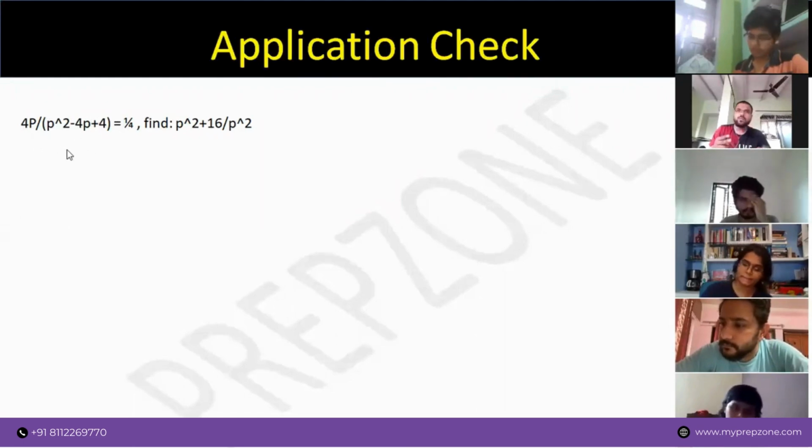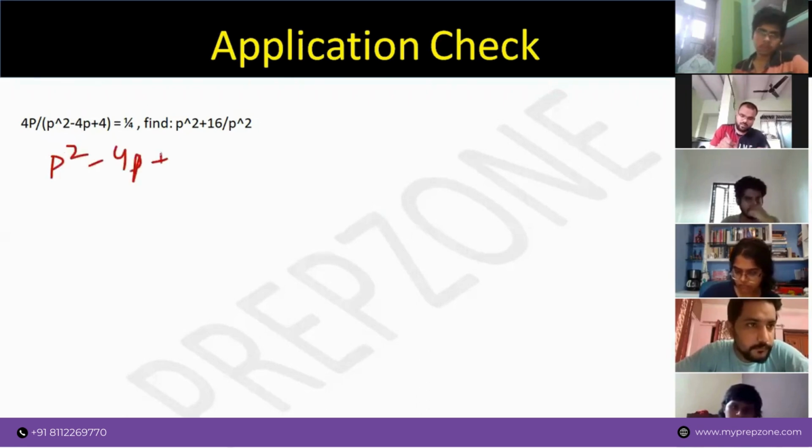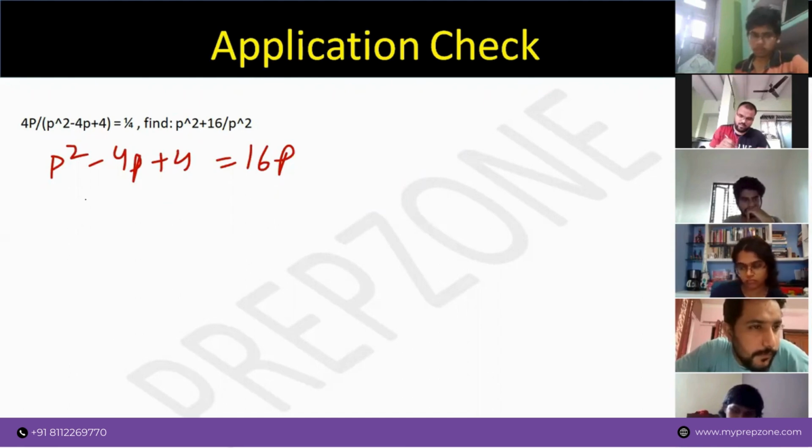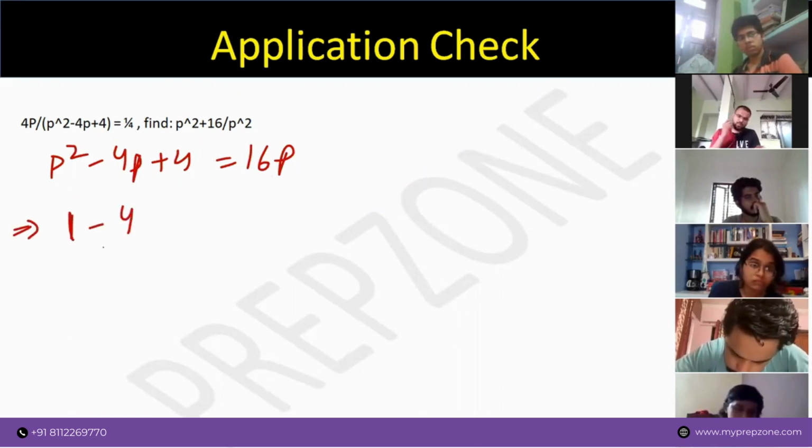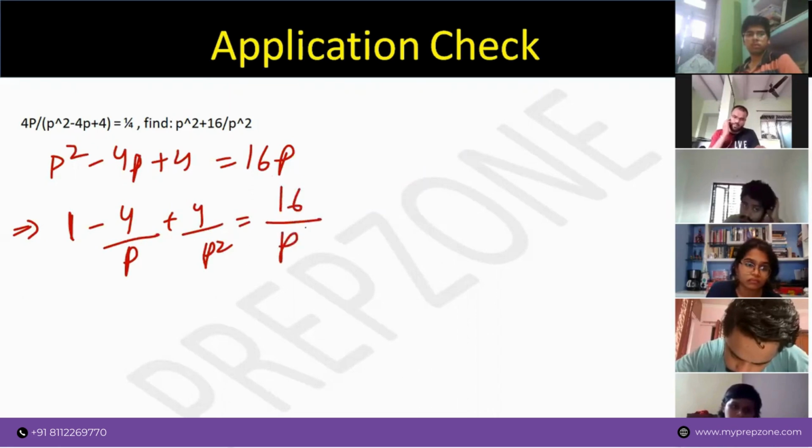We can rewrite as p square minus 4p plus 4 equals 16p. P square minus 4p plus 4 is equals to 16p. Okay. Then we can try to divide it by p square. So we can get 1 minus 4 by p plus 4 by p square. You're saying that I should divide this entire equation by p square? Yes, sir. Okay, fine. So I'll try to divide this by p square. This is 1 minus 4 by p plus 4 by p square is equals to 16 by p, right?